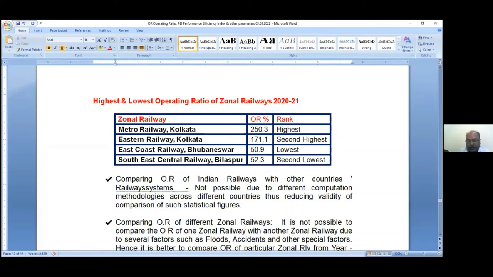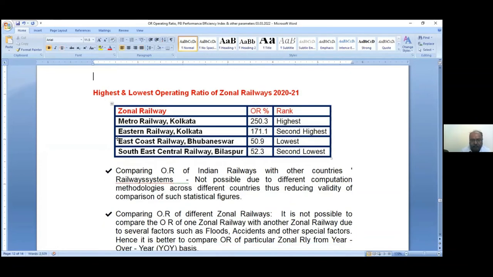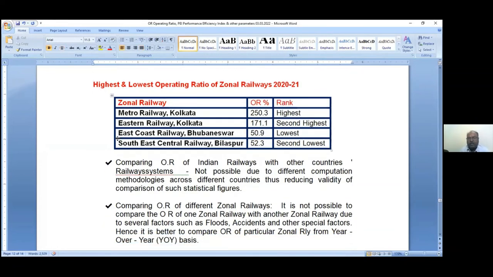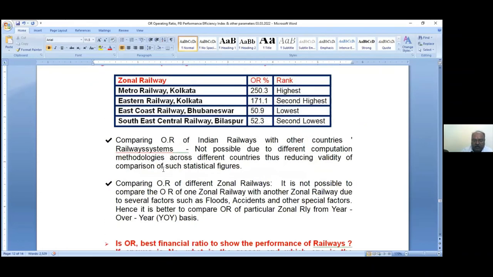Second highest is the Eastern Railway, Kolkata, that is 171%. Please check, if anyone is from the Eastern Railway, your financial figures for the latest year. And the lowest is the East Coast Railway, 50.9%. The second lowest is the South East Central Railway, Bilaspur, 52.5%. Usually this question is also asked in the examination.